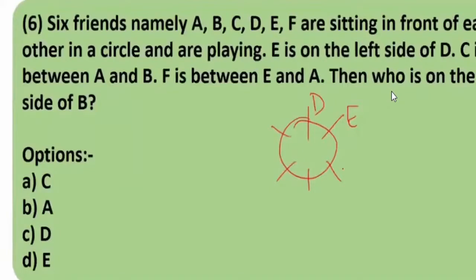So E is over here, F has to be over here, and A has to be over here. F cannot be over here because F is between E and A. Then who is on the left side of B? Now C is between A and B. So A is here, B has to be here, then it will be C. On the left side of B is D.